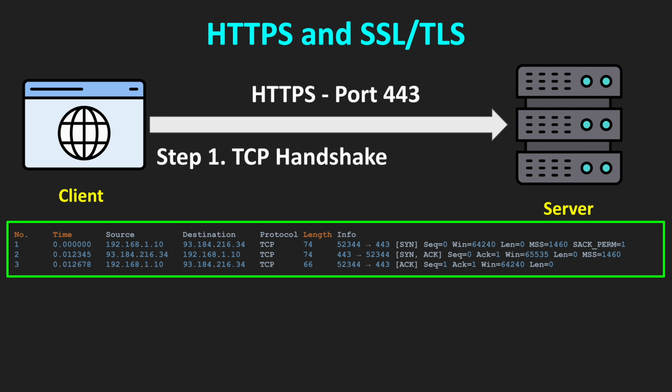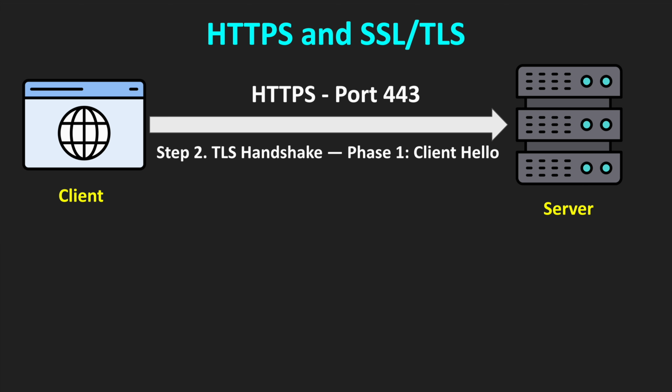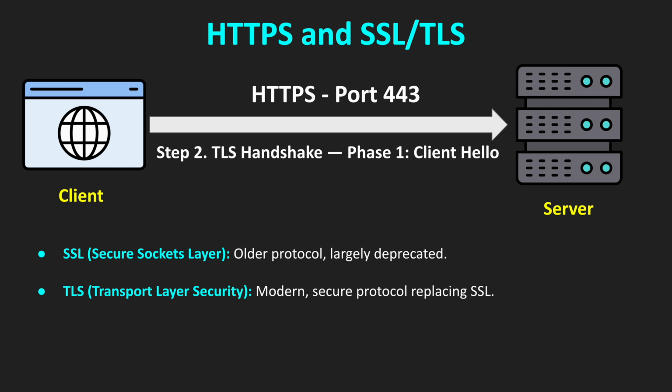So for example, let's say we are using example.com, and from our machine we are sending a TCP connection request to the server, and from the server we are receiving an ACK, and we are sending back an ACK to the server to establish the connection. Now the first step is completed. Now we can start to exchange the encryption keys.